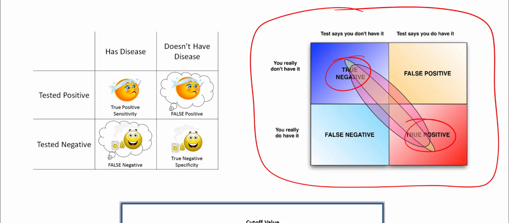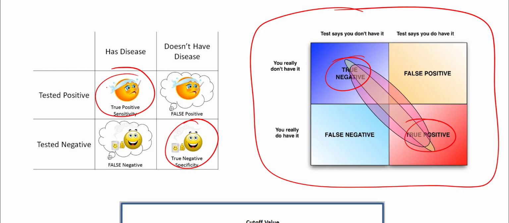Since the test is going to work, it might say negative, meaning I don't have the disease. True means the test worked, but it's negative, I don't have the disease. So this is true negative. And true positive means the test worked, and it's affirmative: I do have the disease. That's what it means by positive. I do have the disease. So this is true positive.